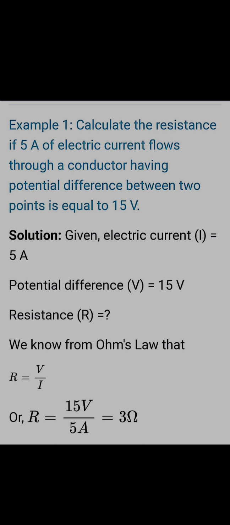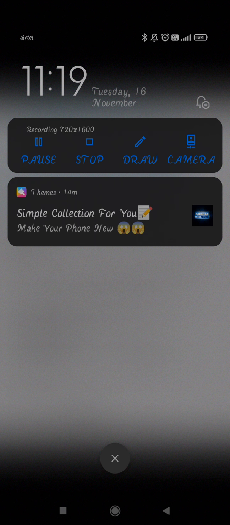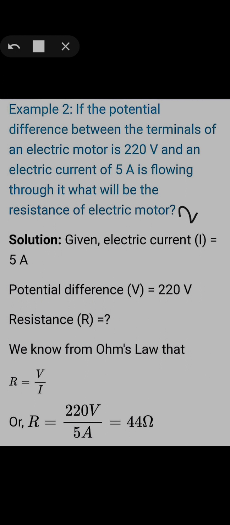Okay, see the next example: the potential difference between the terminals, we are talking about V only, potential difference is of 220 volt, that is across our home. So we used to get this potential difference at the home, and an electric current of 5 ampere is flowing through it. What will be the resistance of the electric motor?